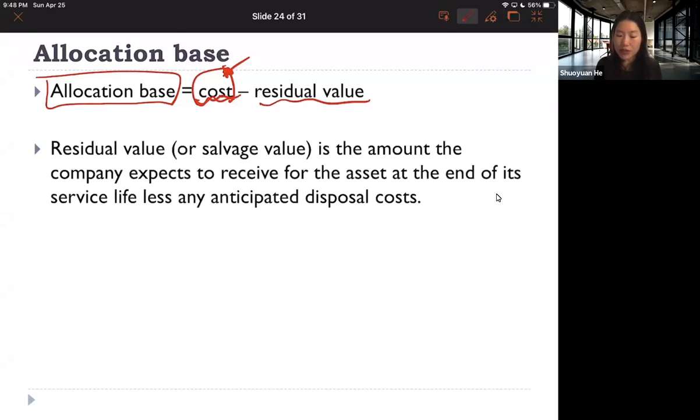So what is residual value here? Residual value is also called salvage value. It is the amount the company expects to receive for the asset at the end of its useful life, less any anticipated disposal cost. So how much money the company is expected to receive at the end of the asset's service life, and then we take away the anticipated disposal cost. So this is allocation base, which is basically the difference between cost and residual value.